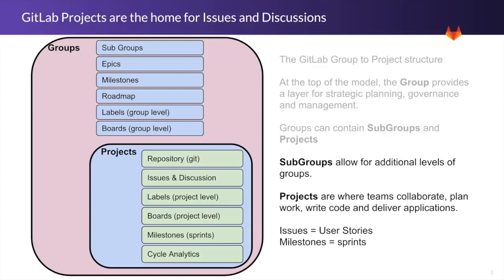Issues and discussion can happen at that project level. Labels are also built into that project, so you can have specific labels for that project, where maybe that team is using a specific naming convention for those labels. And they can build out their own boards as well, and create milestones, which they may associate with a sprint if doing Scrum, or just a release, a start and an end date. And then as well, you have cycle analytics that can give you insight on that project.